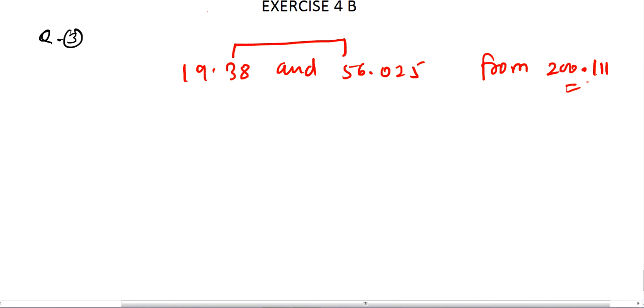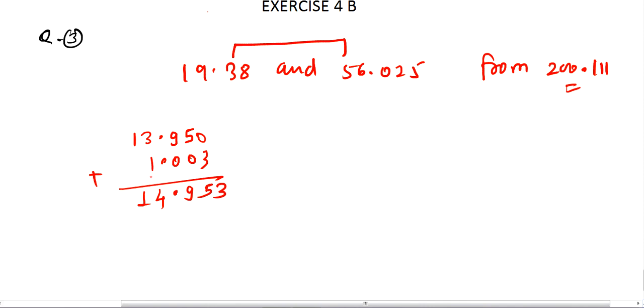Question number 6. Question number 6, add 13.95 and 1.003. So first we have to add this 3, 5, 9, 4, 1. So after adding we got 14.953. And from the result, subtract. So this is our result, 14.953. From this we have to subtract. What we have to subtract? 2.794. Clear?